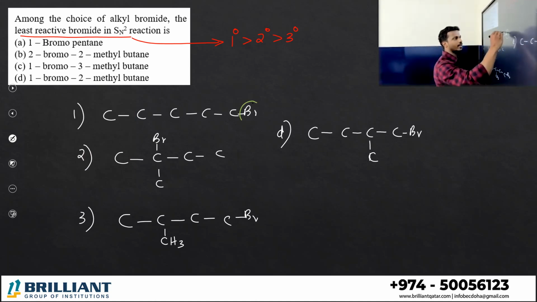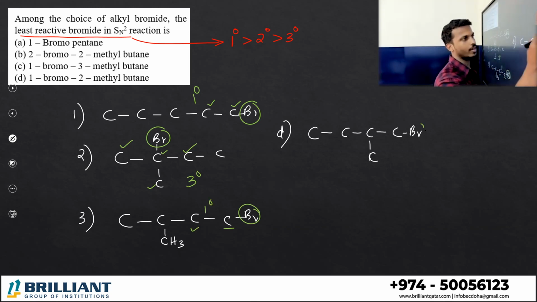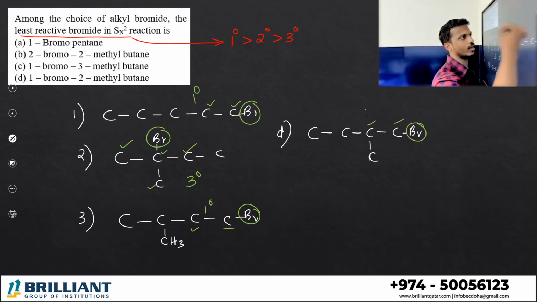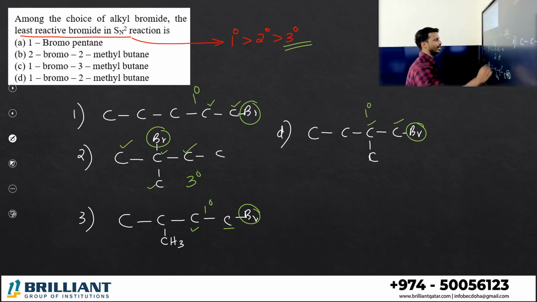Here the bromine-connected carbon is directly connected to 1 carbon, therefore primary. Here it is connected to 3 carbons, tertiary. Here it is connected to 1 carbon, primary. Here also primary. The tertiary one will undergo reaction least. So your answer is the second one.